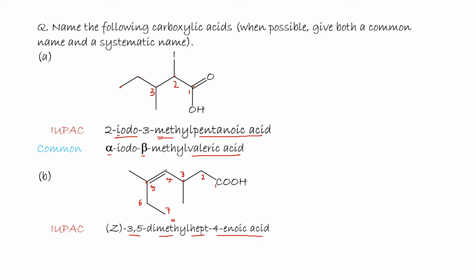On this carbon number 4 we have the senior group, and on 5 we have the senior group on the same side, so we give them Z configuration for this double bond. So the name will be Z-3,5-dimethyl hept-4-enoic acid.